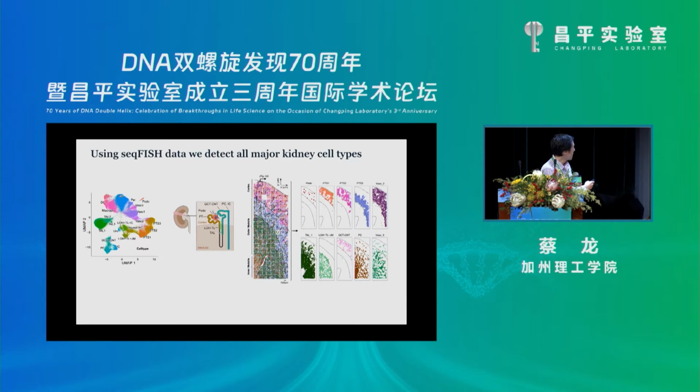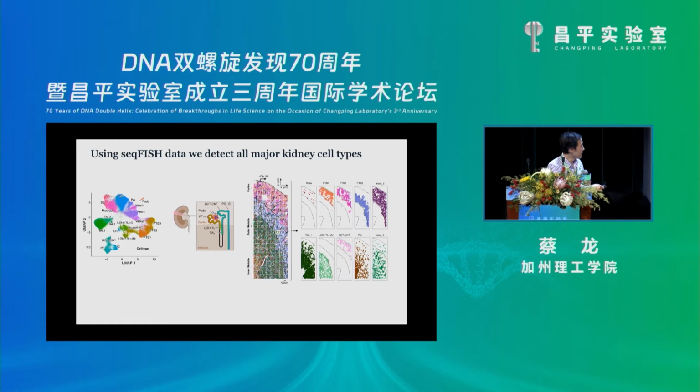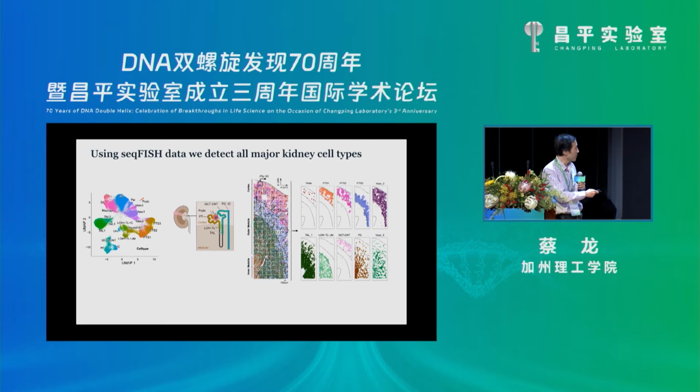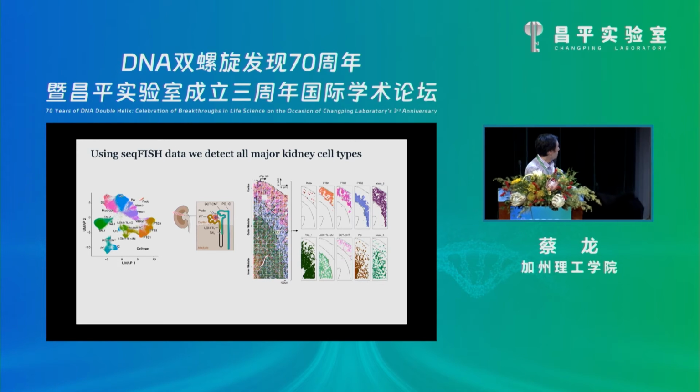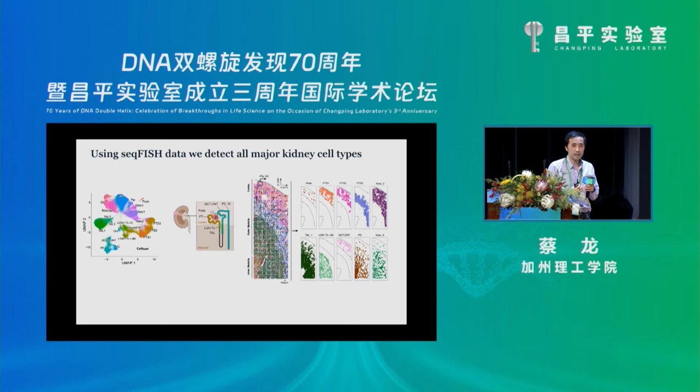And so the spatial data allow us to cluster these distinct cell types, and they correspond to exactly where you expect them to be in the tissue. So you have the cortical proximal tubule cell localizations, and then you have the loop of Henle cells, which are more in the medullary part or the inner part of the kidney.